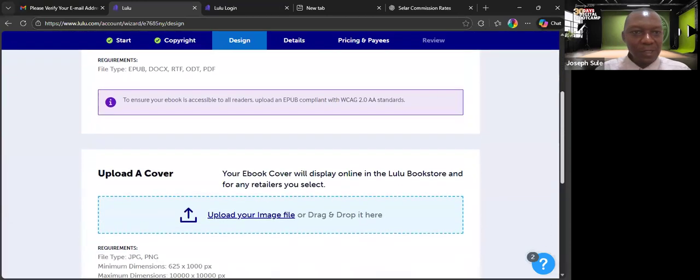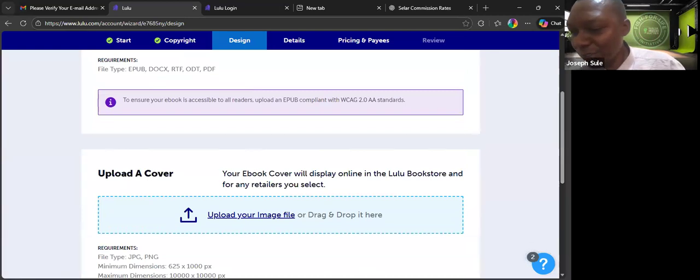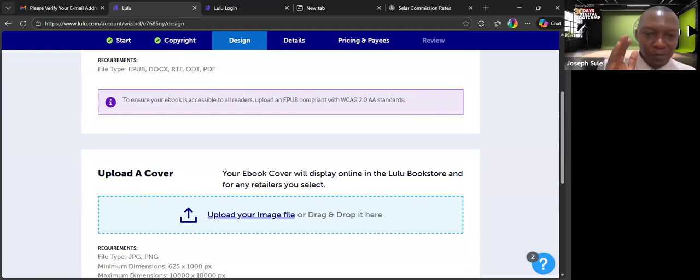Please, if you understand the first previous steps, start and copyright so far, give me a 5 on the chat. It's like I was just talking, and not giving us room to review. If you understand the first 2 steps, the starting and the copyright, give me a 5 on the chat.